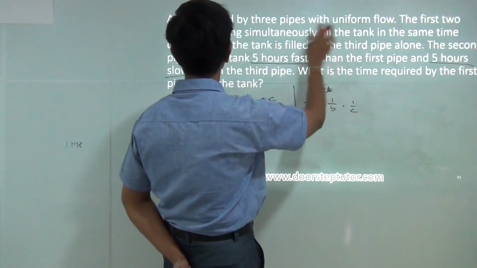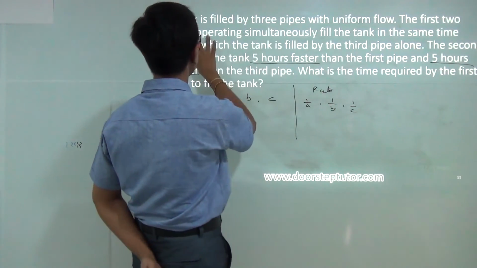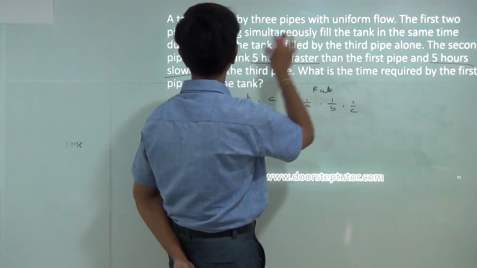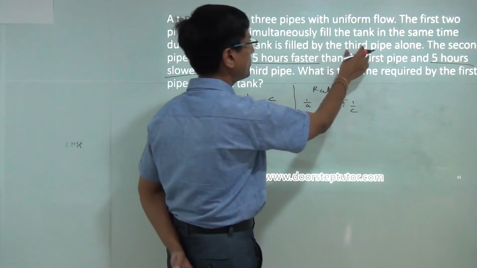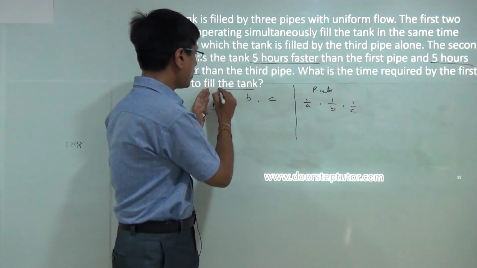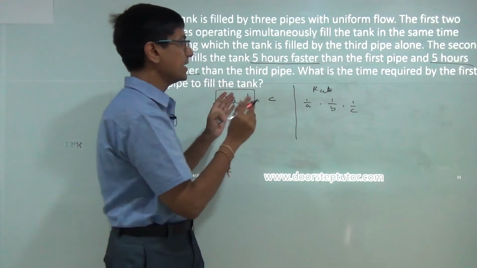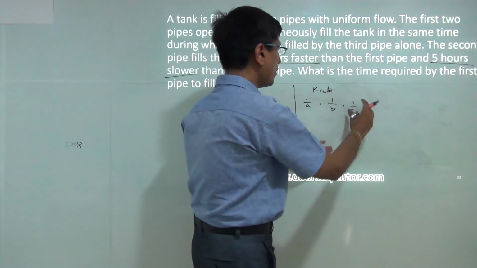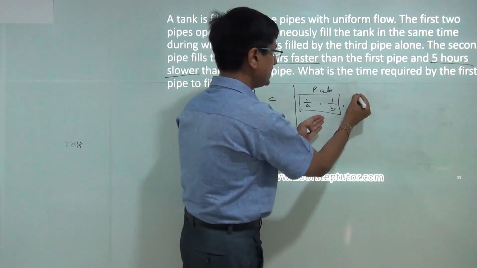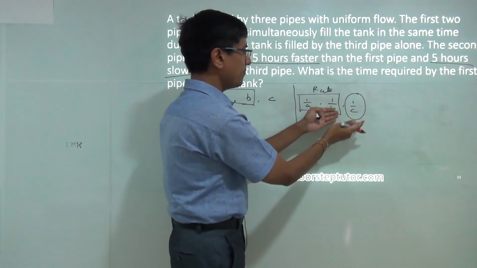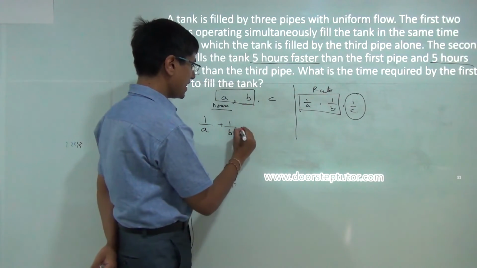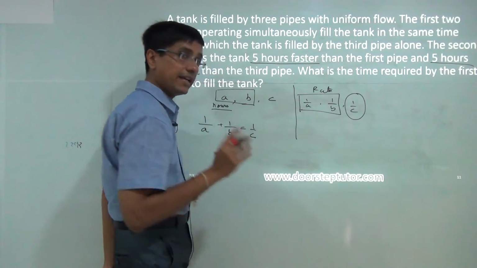What am I being told? I am being told that the first 2 pipes operating simultaneously fill the tank in the same time during which the tank is filled by the third pipe alone. What does this mean? It means that the combined rate of these 2 pipes is the same as the rate of the third, 1 by C, or in other words, the first line is telling me 1 by A plus 1 by B is equal to 1 by C.